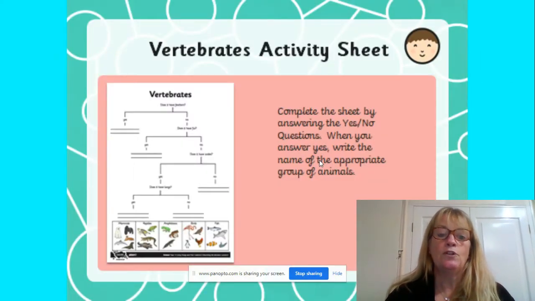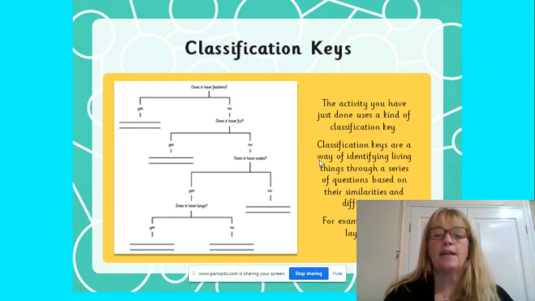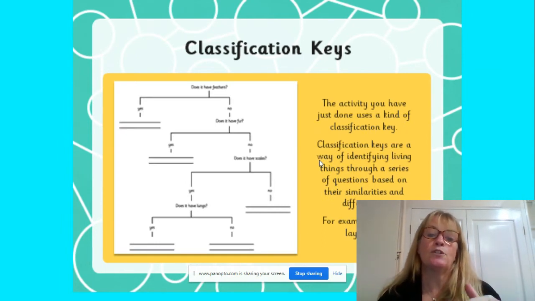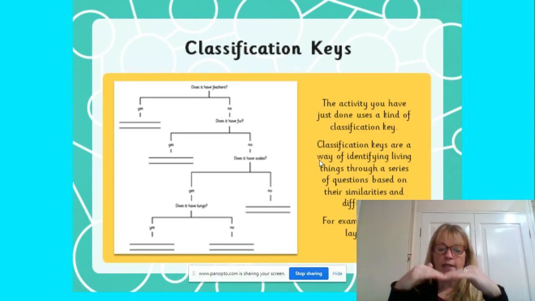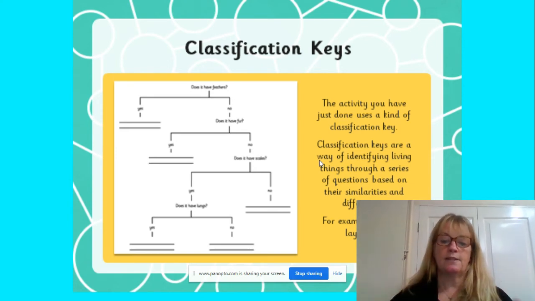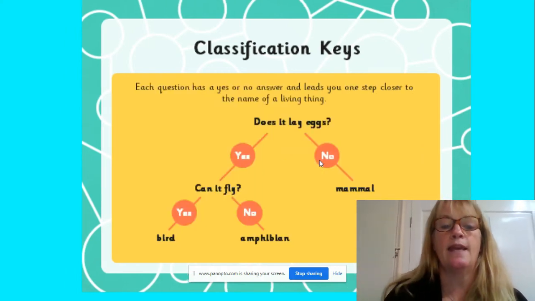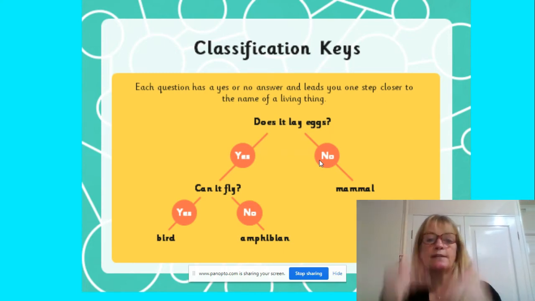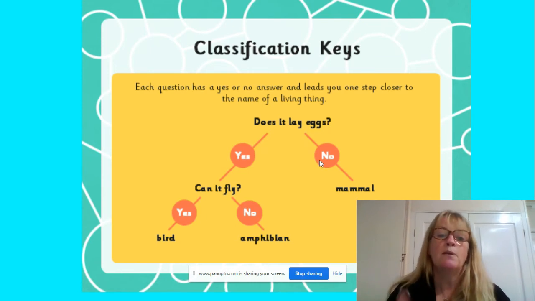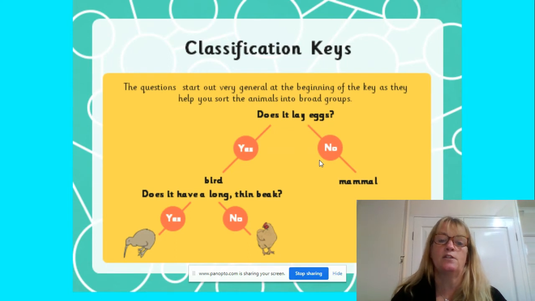So then moving on, you've got a vertebrates activity sheet, and then you've got a classification sheet. Okay, so the classification sheet really follows on from what you're doing. You'll be answering questions. Have a look at the pages. It goes through a sequence, so you answer different questions to, at the end, find out what your animal actually is. Okay, so does it lay eggs? Yes. Can it fly? No, then it must be an amphibian. So that's a different route you follow through. But read those slides and that will help you. Okay, that's a slightly different version.